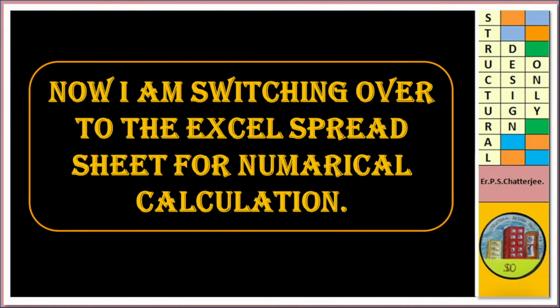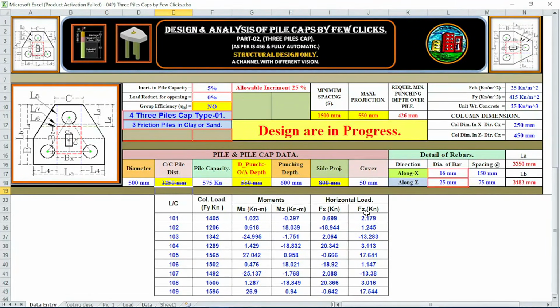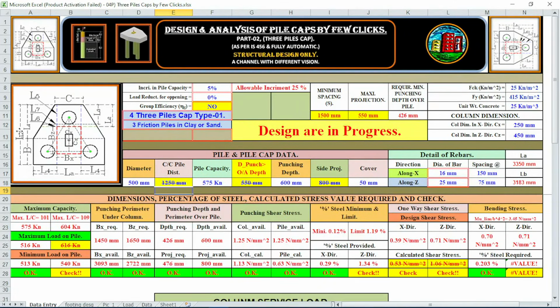Now I'm switching over to the Excel spreadsheet for the numerical calculation. Welcome to my Excel spreadsheet for the design and analysis of pilecap. We're going to analyze this pilecap on friction pile in clay or sand. Look here, minimum spacing must be 1500, but we have provided 1250. It is not okay. So 1500.